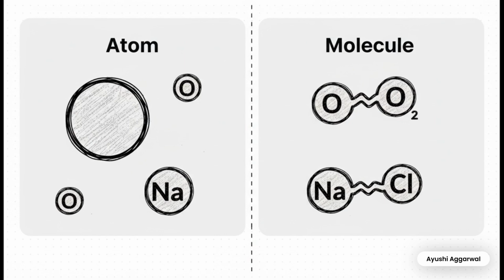Let's just make this distinction perfectly clear because it can be tricky. A single O for oxygen, that's an atom. A single Na for sodium, that's an atom. But when 2 oxygen atoms bond together to make O2, now that's a molecule. Same thing with HCl, which is hydrogen chloride, or N2, nitrogen gas. Basically, if it's a single symbol, it's an atom. If it's a combination, it's a molecule.